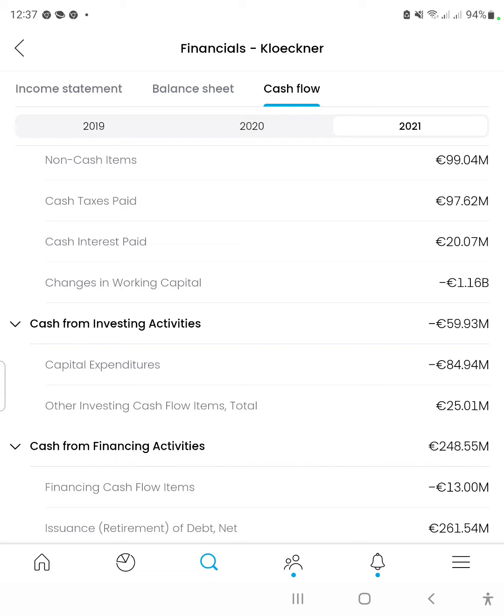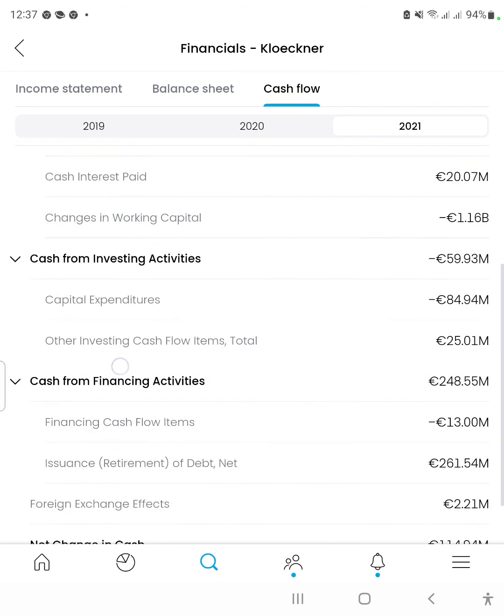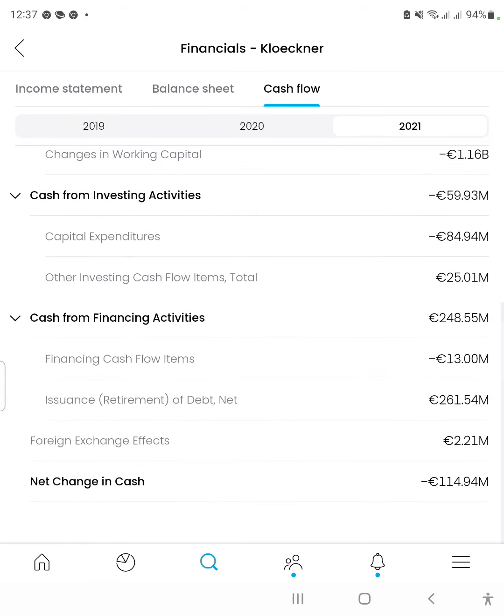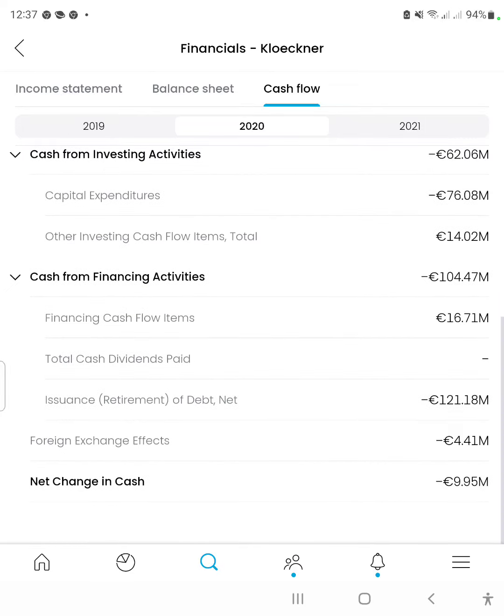Cash flow from financing activities, which is the last aspect of the cash flow statement, constituted a 248 million euro gain, which was a result of the company increasing its debt amount by 261 million euros. And the net change in cash overall for the 2021 financial year was 114 million euros, which I believe is lower than the prior financial year by quite a substantial amount.